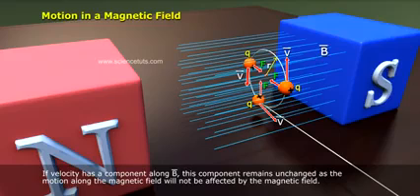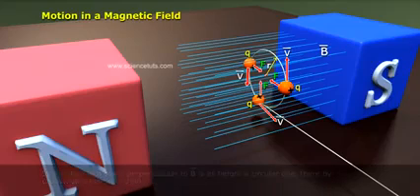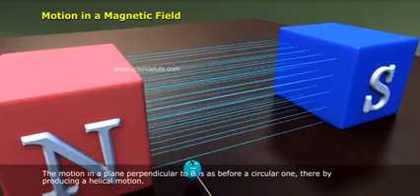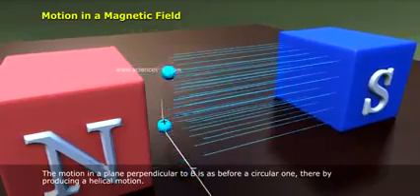If velocity has a component along B, this component remains unchanged as the motion along the magnetic field will not be affected by the magnetic field. The motion in a plane perpendicular to B is as before a circular one, thereby producing a helical motion.